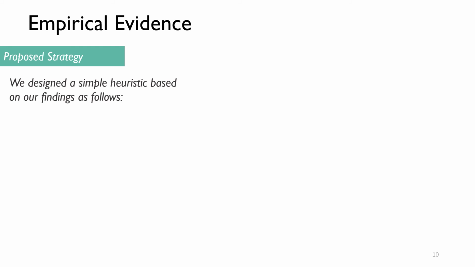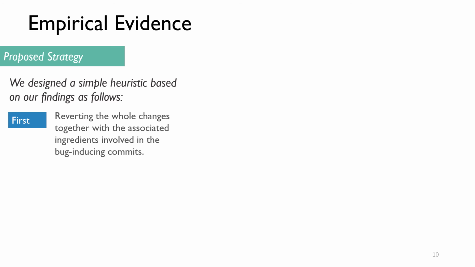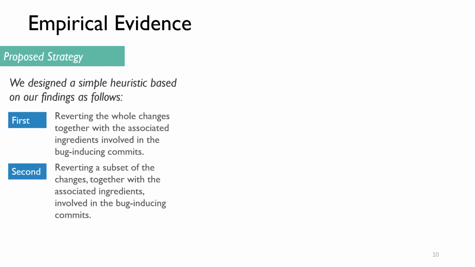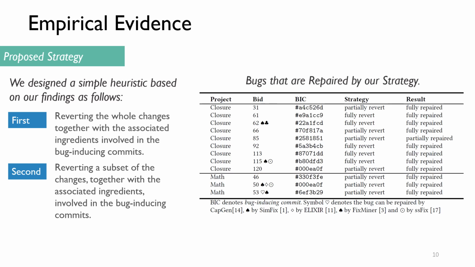Based on such observations, we designed a simple heuristic as follows. First, we tried to revert the whole changes together with the associated ingredients involved in the bug-inducing commits. If we cannot repair the bug, we then try to revert a subset of the changes via searching together with the associated ingredients involved in the bug-inducing commits. Here we show the results.